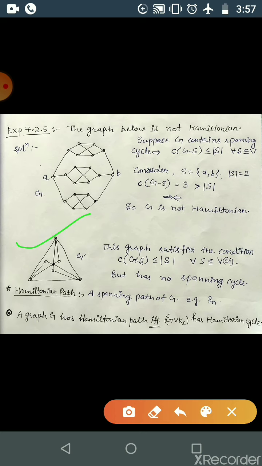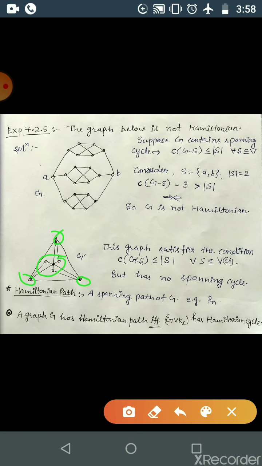So this graph satisfies the condition for all sets. That is, the number of components of G minus S is less than or equal to the cardinality of S. You can take any set, you will get this condition, okay? But there does not exist any spanning cycle. If a spanning cycle existed, then how many vertices would there be? C7, correct? C7 would exist.